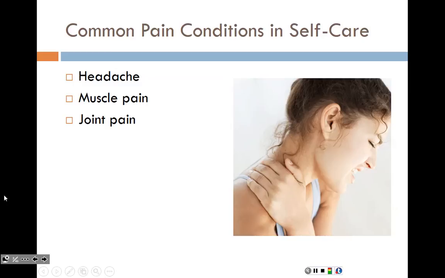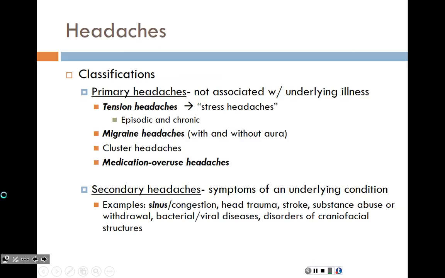When we talk about pain conditions with over-the-counter products, we're going to focus on headaches today, because A, that's what your book focuses on, and B, that's probably the most common reason people come in. But just know that you can use these for any type of over-the-counter pain, and the exclusions are going to be roughly the same. You'll also see it with muscle and joint pain, which we're going to talk about next week.